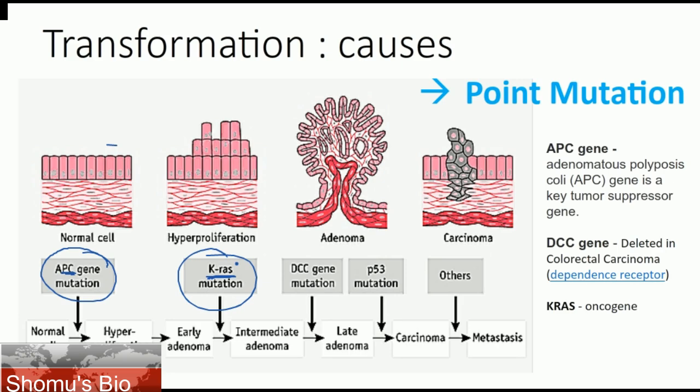So at this point, we call the tumor cells an intermediate adenoma, because earlier, before any mutation, we just called it a normal cell, and after one mutation, a hyperproliferative state or early adenoma, and after the second mutation, we call it an intermediate adenoma. Now comes a third mutation of a gene known as the DCC gene, deleted in colorectal carcinoma. This is the name of the gene, and this is a dependence factor. Again, mutation of the DCC gene causes the intermediate adenoma to turn into a late adenoma. And late adenoma is very alarming, because that is the time point where the cell is acquiring all the processes of metastasis and so on.